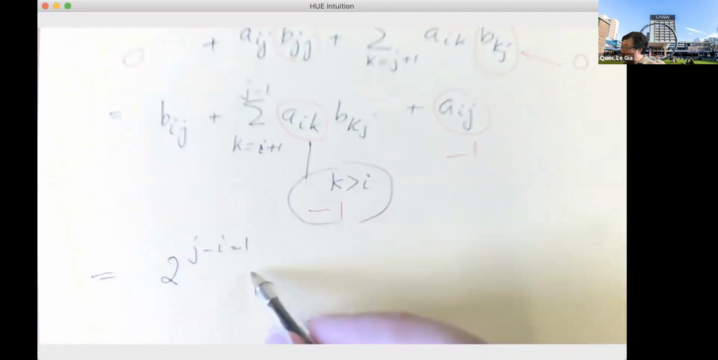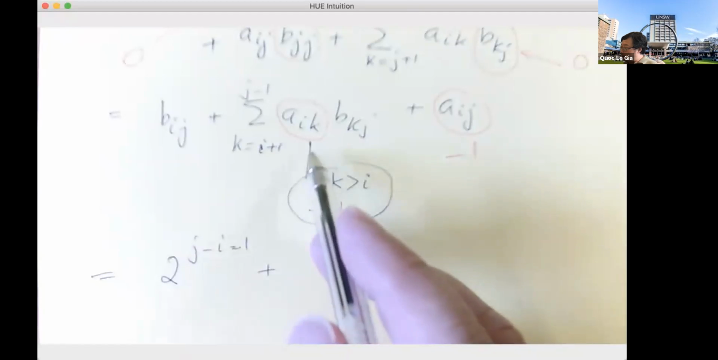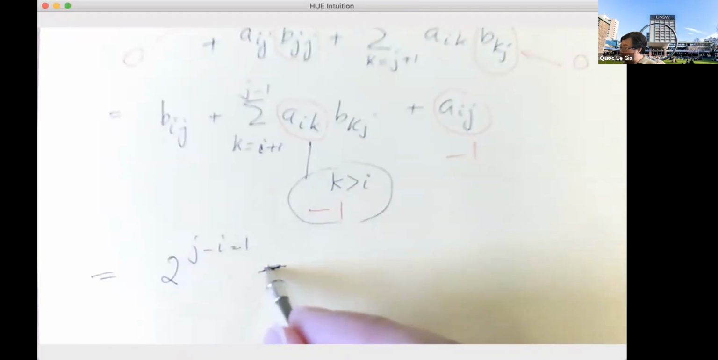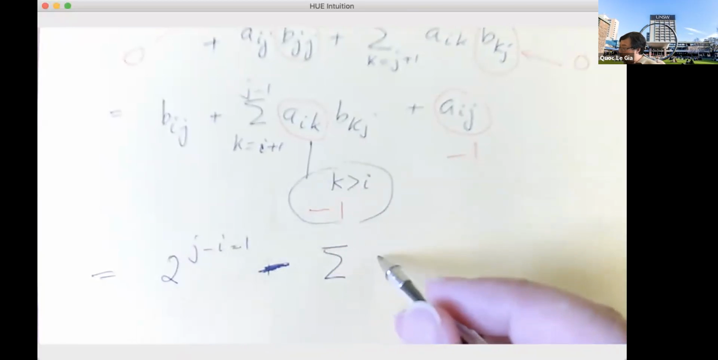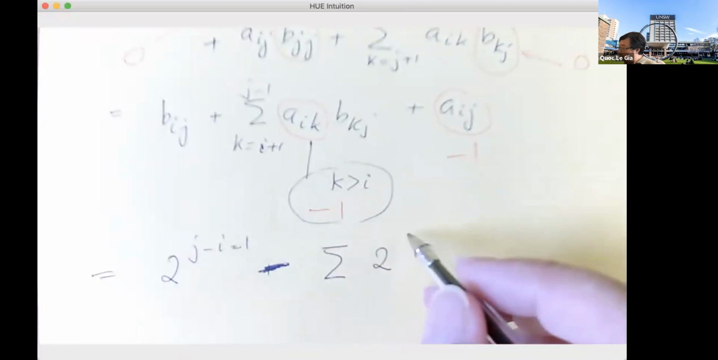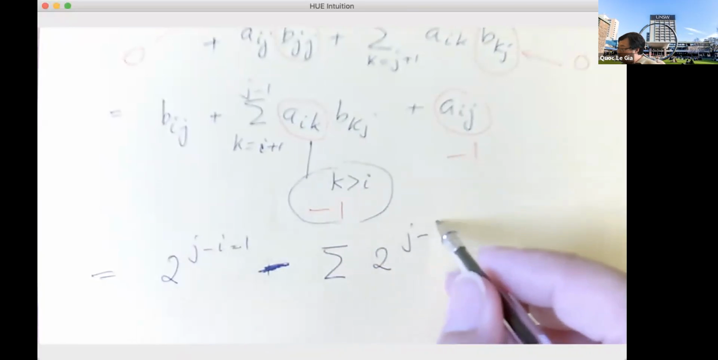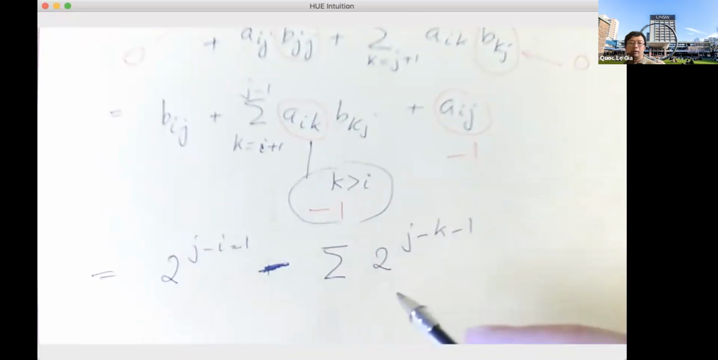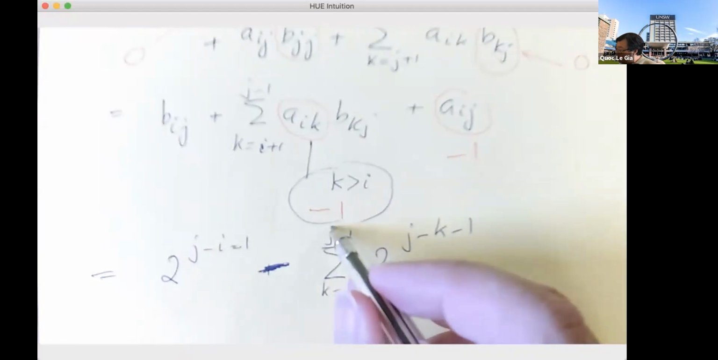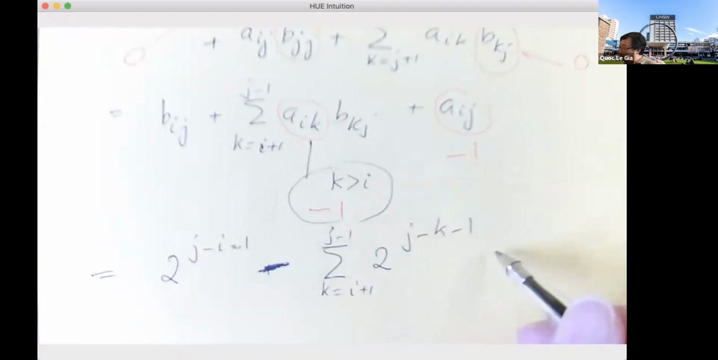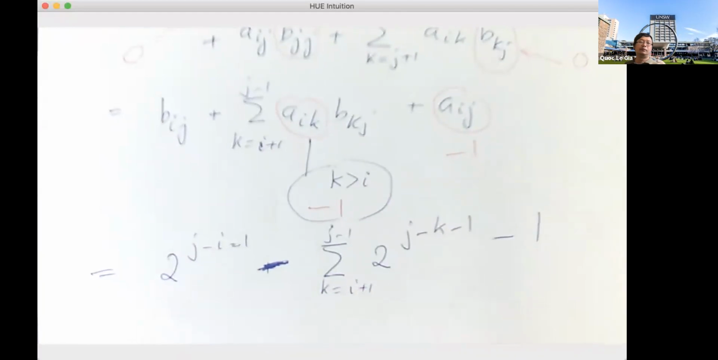Okay. And this one is, because of the minus, I can take it out, so it becomes a minus, yeah. And you have the sum, and here 2 to the J minus K minus 1, K from I plus 1 to J minus 1. Okay. And the last one is -1. Okay, so far so good, right?